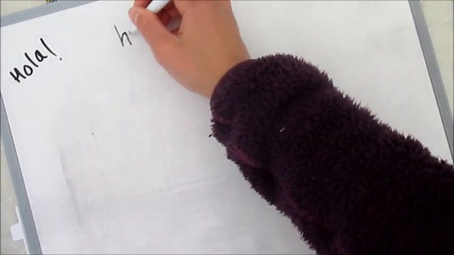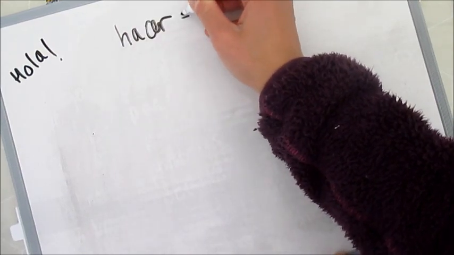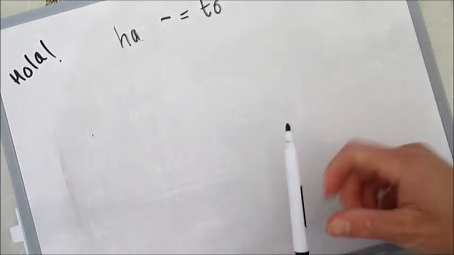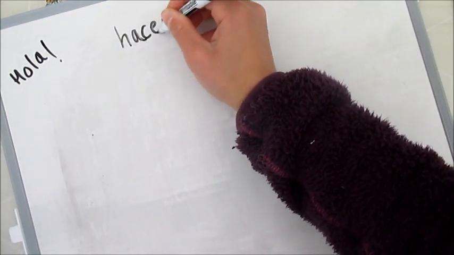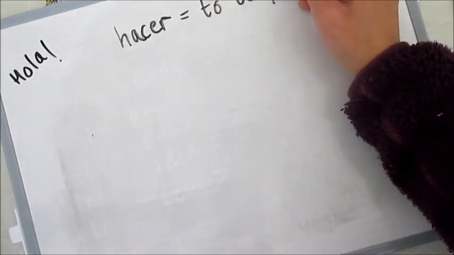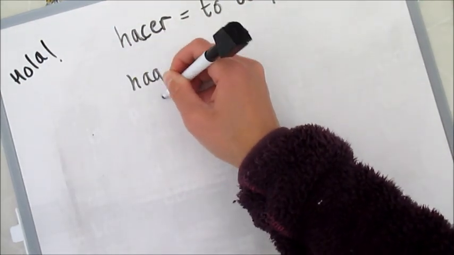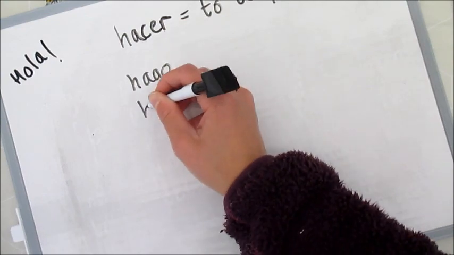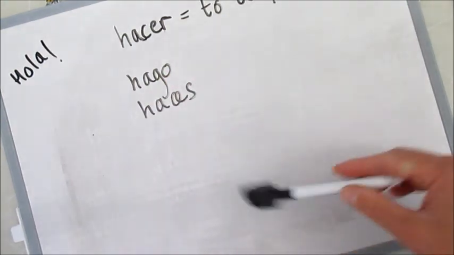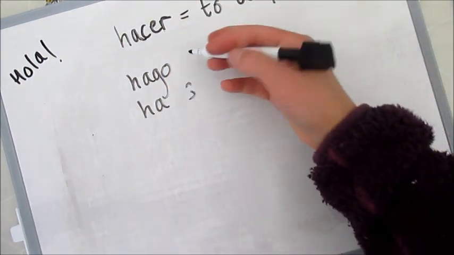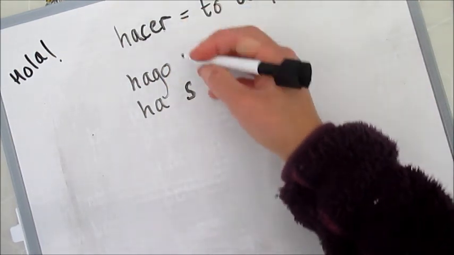Okay, next one, I mentioned this in the example, hacer. So that is to do or to make. Let's just make that hacer. So that's to do or to make. So you might remember that hago was I do. And then this one follows the rules. Really, it's only the first one that is irregular. It follows the rules for ER verbs for the rest.